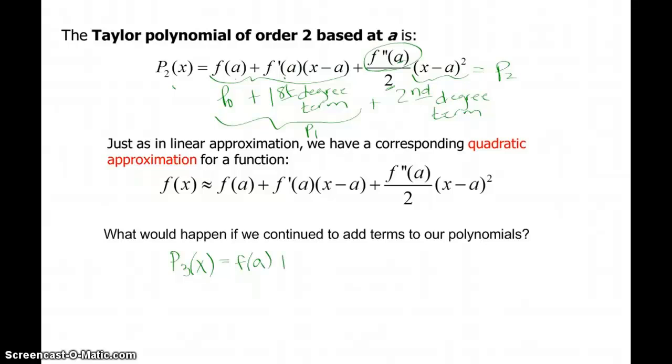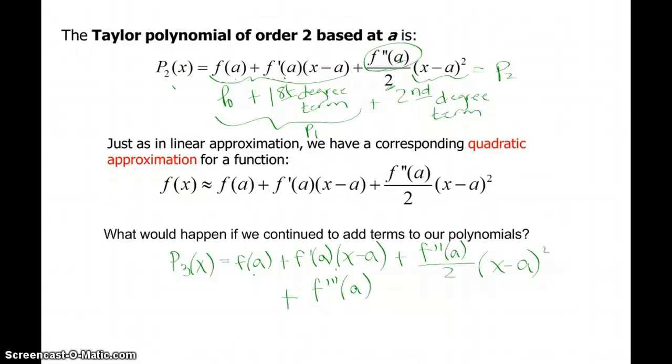f of a plus f prime of a times x minus a. There's p sub 1. Here's p naught. Those two together are p sub 1. We add the quadratic term. All of those together are p sub 2. So p sub 3 is going to have the third derivative evaluated at the point of tangency times the quantity x minus the point of tangency cubed.